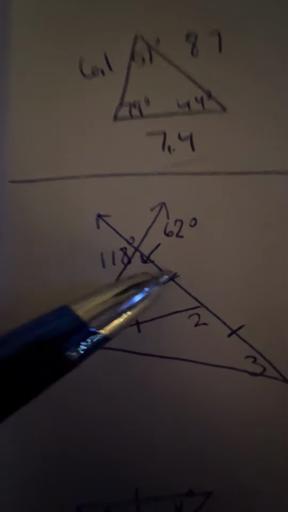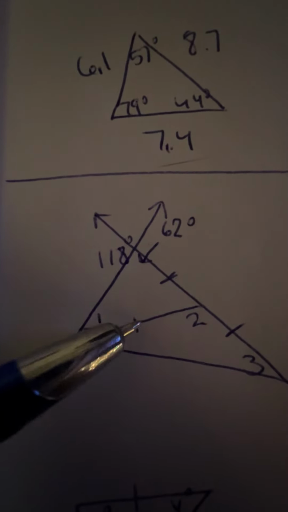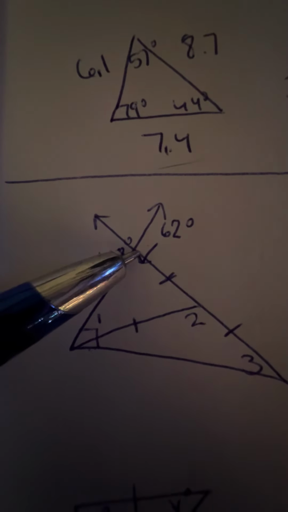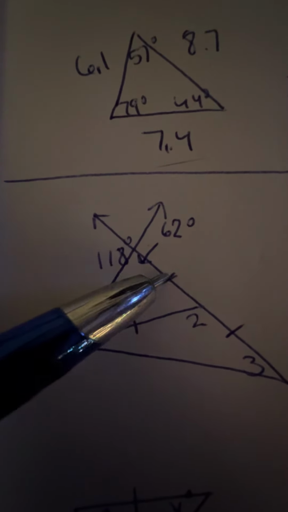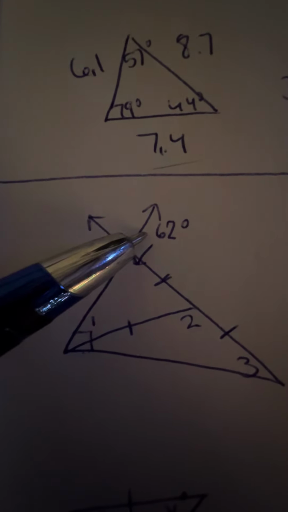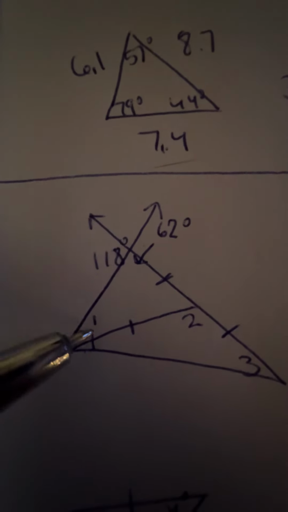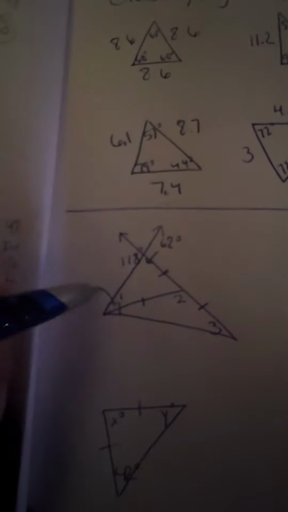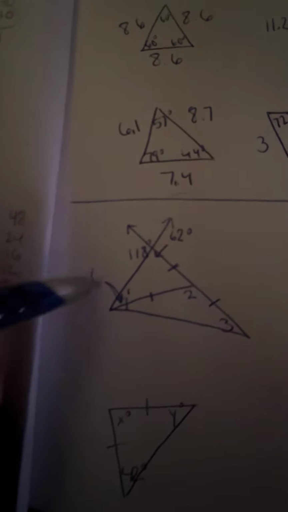Now, in order for me to take that number, if that's 62 degrees, you're going to notice these markings right here. That means that these two side lengths are equal to each other. And if these two are equal to each other, then the angles that they are opposite will also be equal in size. So if this is 62 degrees here, then this angle right here in this triangle is also going to be 62 degrees. So right here in this spot is 62 degrees.